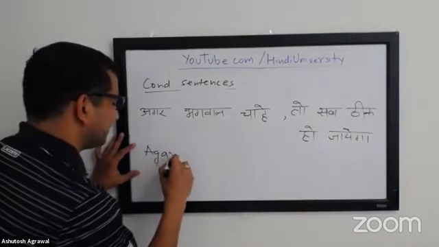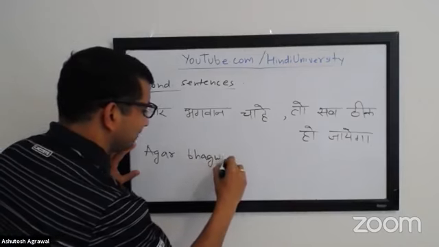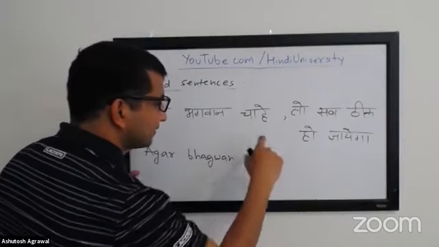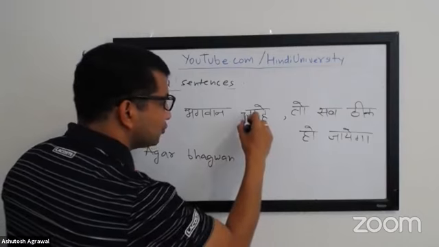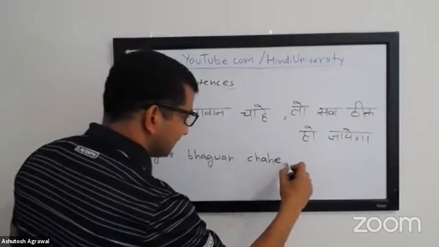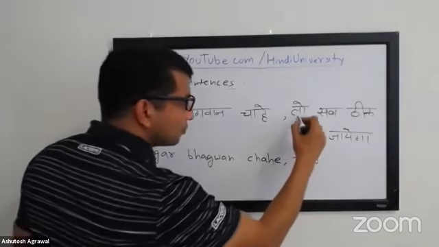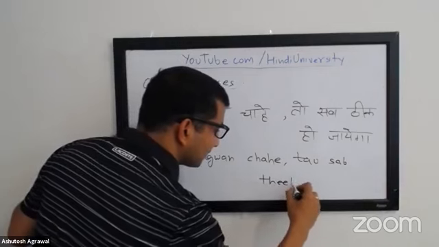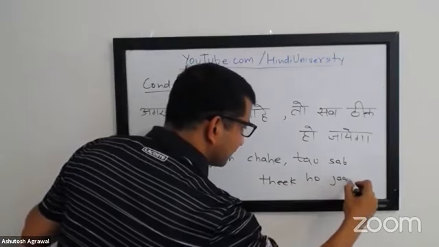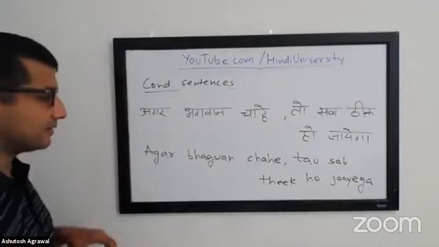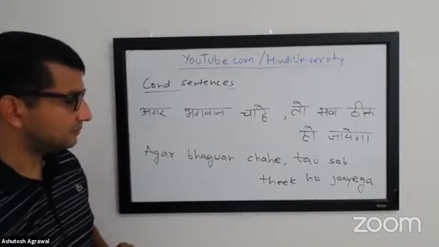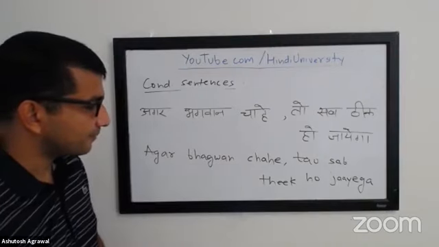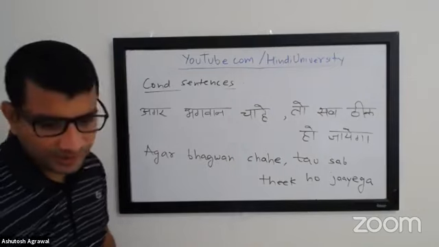So, agar Bhagwan chahe, to sab theek ho jayega. Very good, right? And what does it mean? Agar Bhagwan chahe. If God wants, then everything will be okay. Okay, a good try. That's a great try.